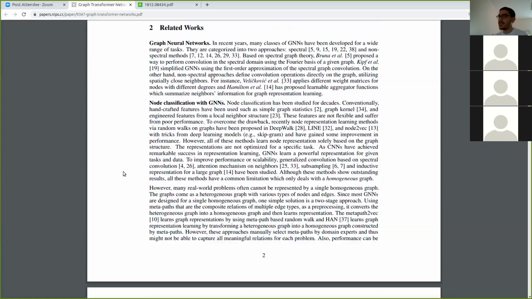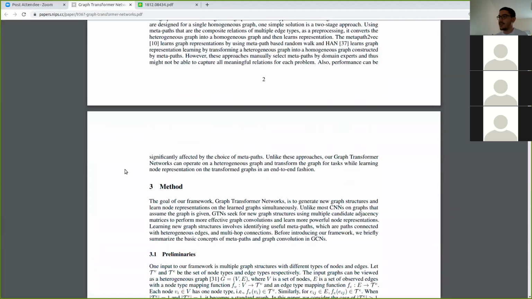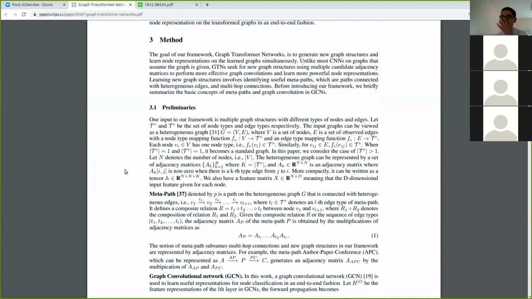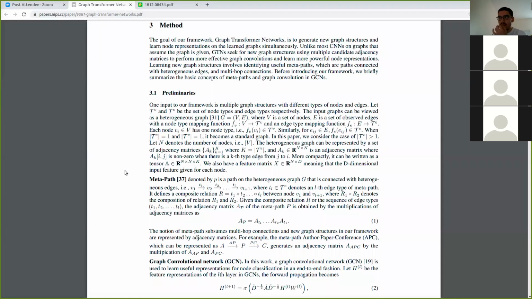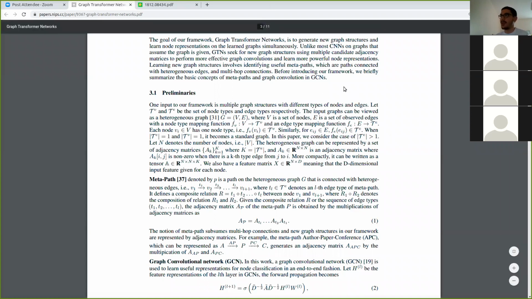Okay, there's some talk here about previous methods for the task of node classification. I would like to jump to the method here. In terms of notation, you can think of your heterogeneous graph as a collection of graphs, one for each edge type. Now, I do want to make a point here about edge types and node types, and I would like to hear people's opinion on this.